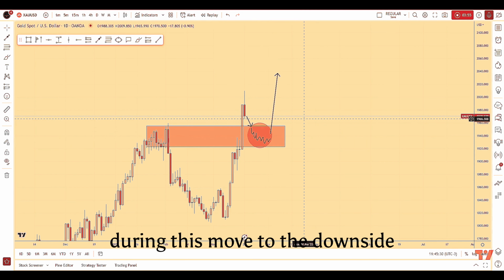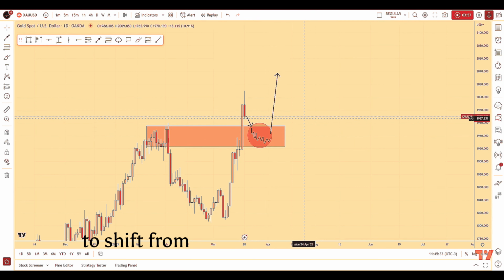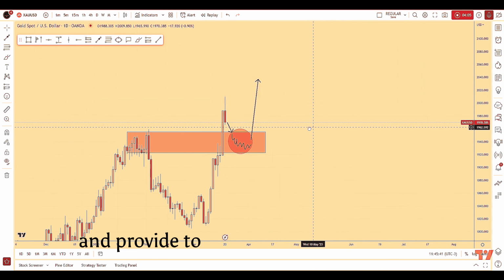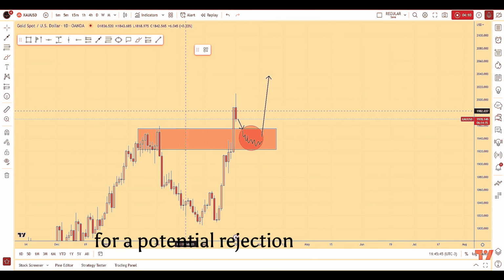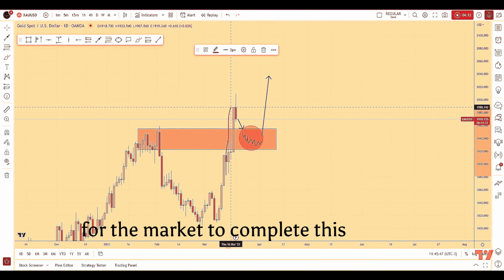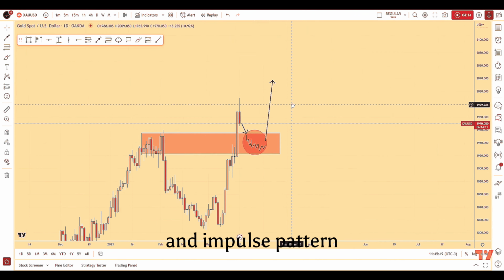during this move to the downside, waiting for the market to shift from an intraday bearish market as we would have to an intraday bullish market. And if the market would shift from an intraday bearish to bullish market and provide to us one of our valid entries, at that point we could be looking for a potential rejection to the upside for the market to complete this impulse, correction and impulse pattern to the upside.